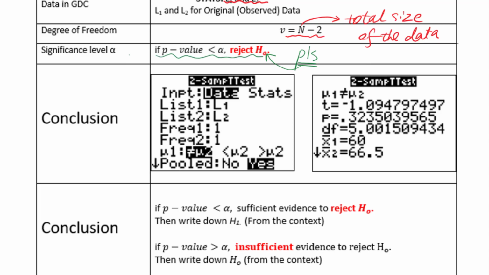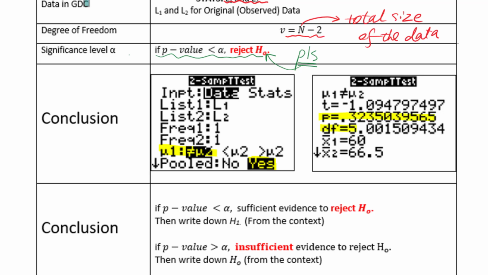When you put your data into graphing calculator, make sure it's pooled, because we always assume the population standard deviations are equal to each other. This is the alternative hypothesis, mu1 not equal to mu2. Then you get a p-value.